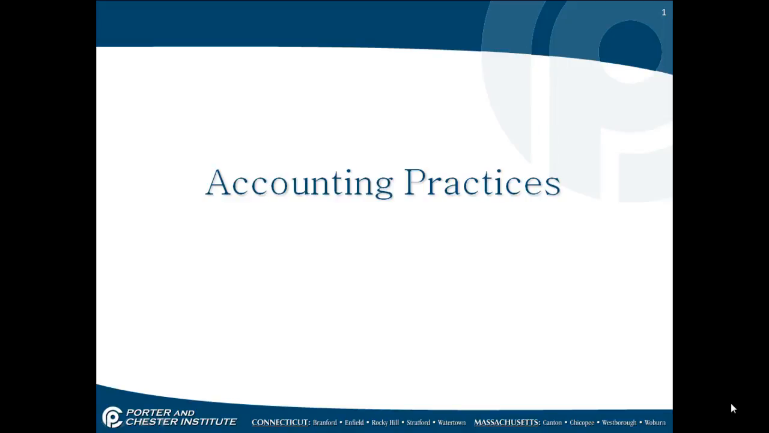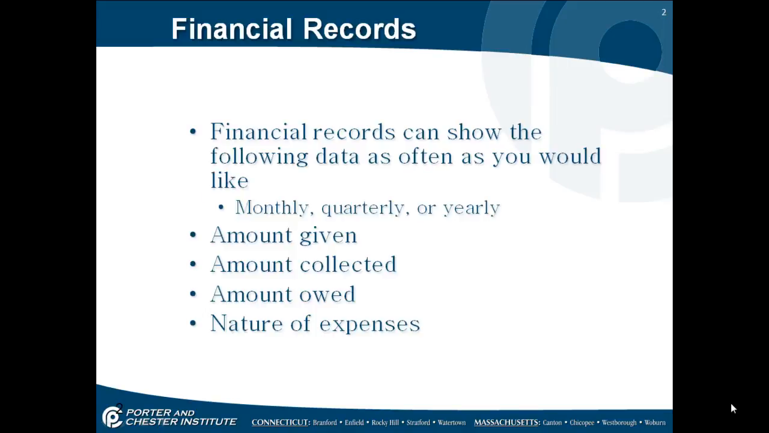Accounting practices. Financial records. Financial records can show the following data as often as you would like them to: monthly, quarterly, or yearly. The amount that is given, the amounts collected, the amount owed by the office, and the nature of the expenses.